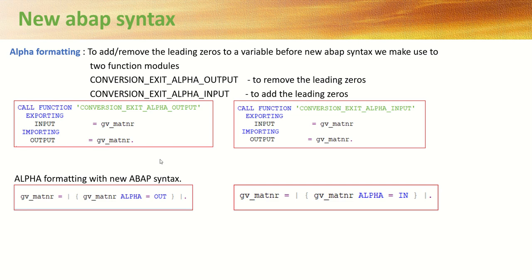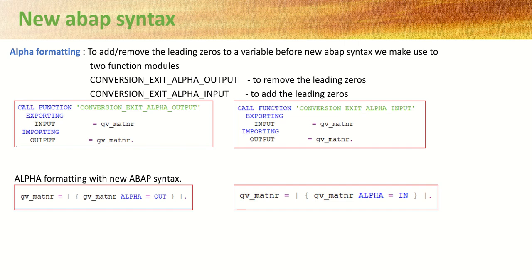But in new ABAP syntax, instead of using a function module, we can write a single line of code. On the left hand side the result variable in which we want the result, and on the right hand side pipe sign, the variable name, space, keyword ALPHA, and if you want to remove the leading zeros, add here OUT, and if you want to add the leading zeros, ALPHA = IN. So this is how we can make use of alpha formatting in the new ABAP syntax.